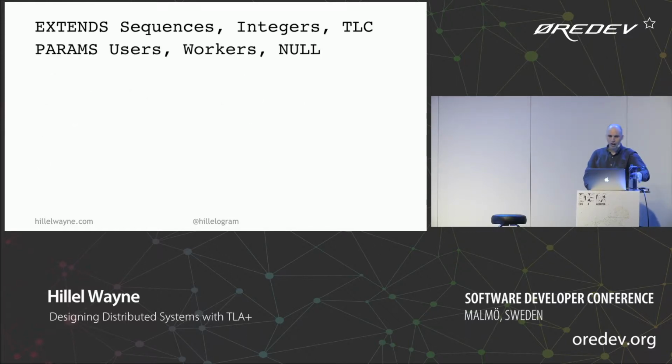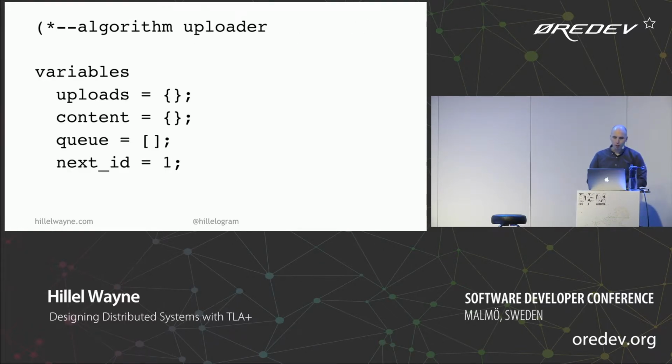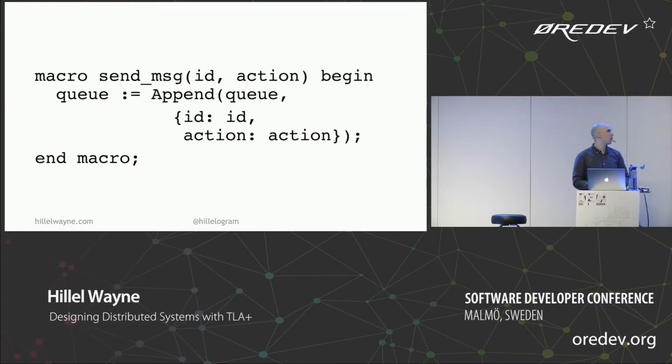Step 1, we have our imports and we have our model parameters. Step 2, we have our variables. Uploads and content will be sets. The queue will be a sequence or a list. The next ID will start at 1 and we'll increment it whenever we create new content. Next, we have some way of appending to the queue. We're going to append messages. A message will consist of the ID of the upload and the action, whether that's create, edit, or delete.